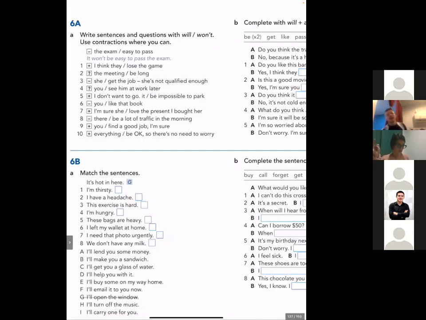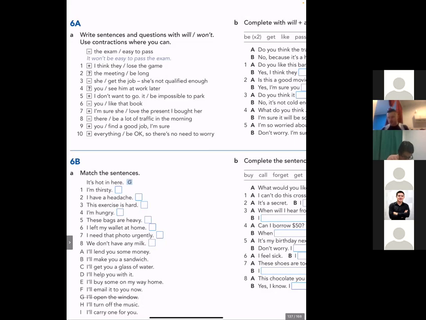Okay, there we go. Now, Monse, can you help us with number 1? The one that says, I think they / lose the game. Okay, I will think they lose the game. Okay, very close. The only thing is that when we say I think, the will goes in the second verb. I think they will lose the game. Okay, thank you. It was actually pretty good.